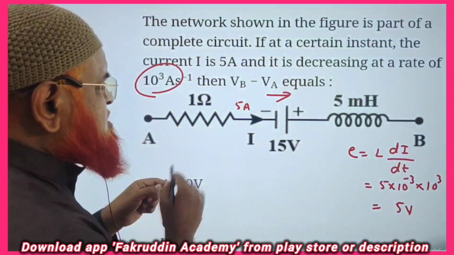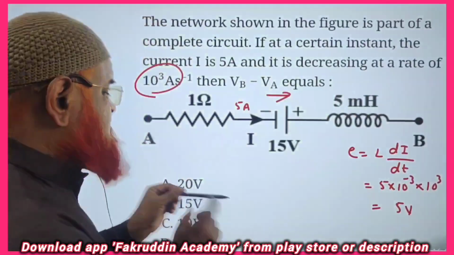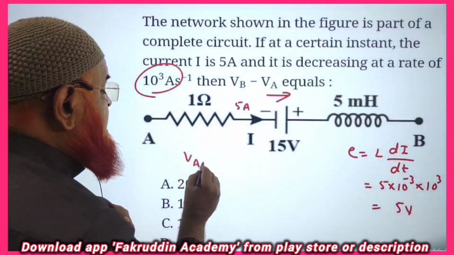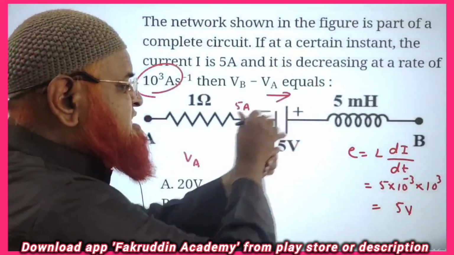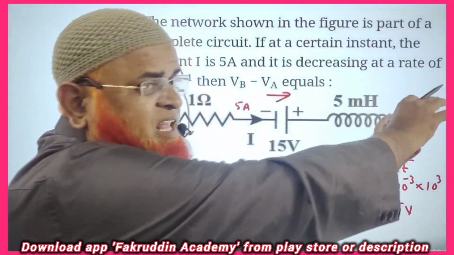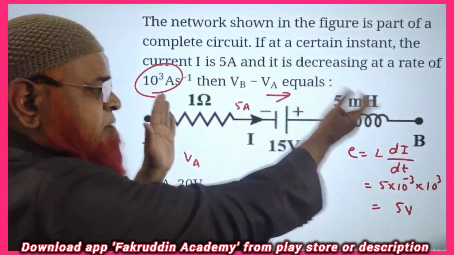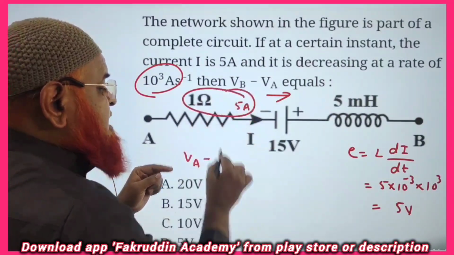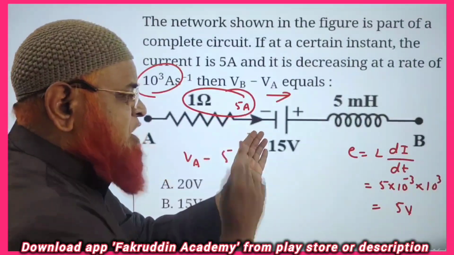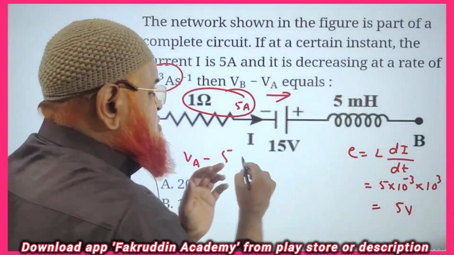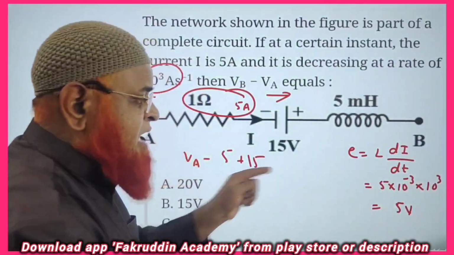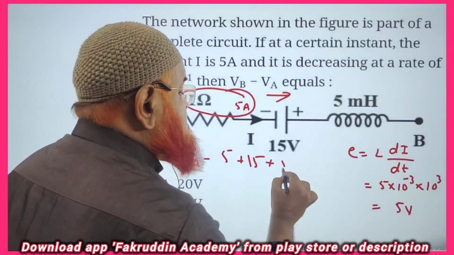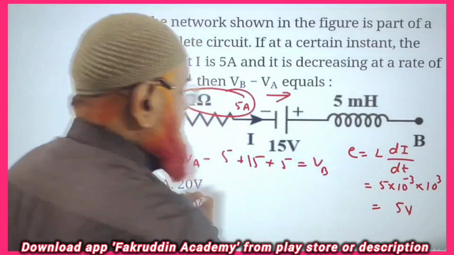He is asking us to find out VB minus VA. So first of all, let us find out what is VA. And current is moving in this direction. The loop is also taken in this direction. So as current is passing from higher to lower, you have to take minus 5 into I, that is 5. And this is going from lower to higher, negative to positive, taken as plus 15. And this is again taken as plus 5 is equal to VB.